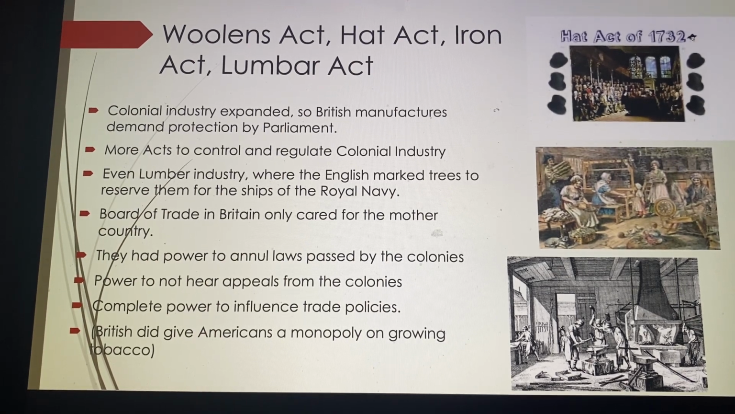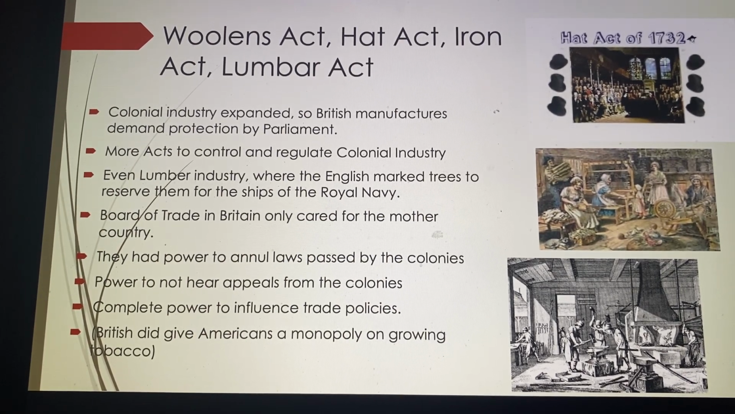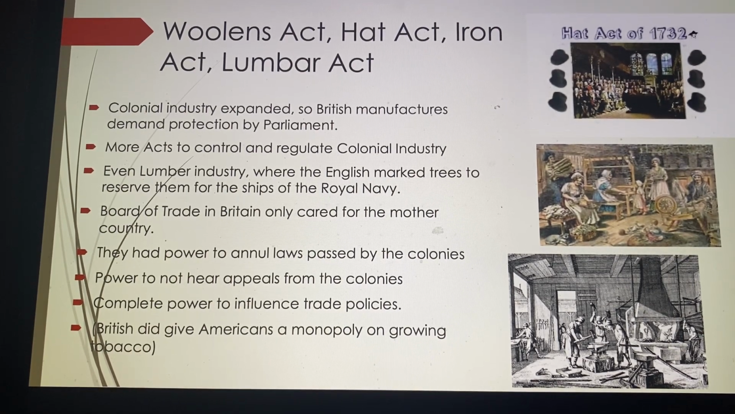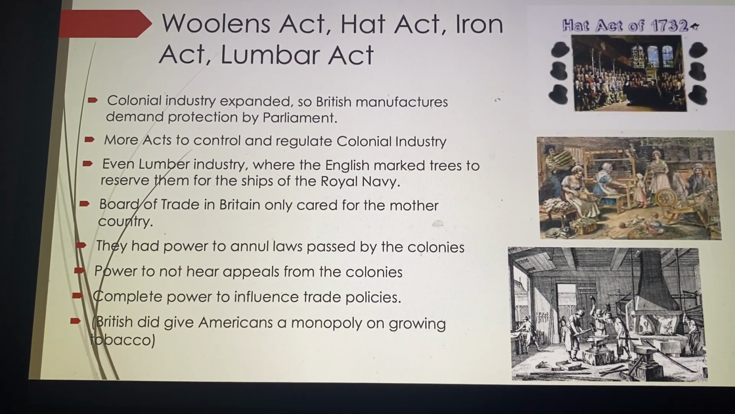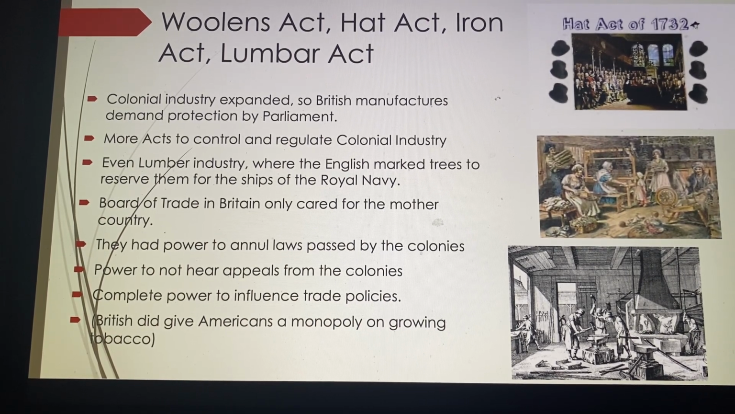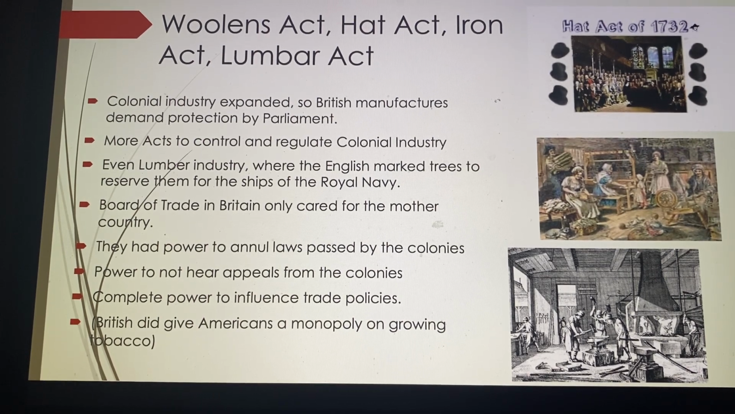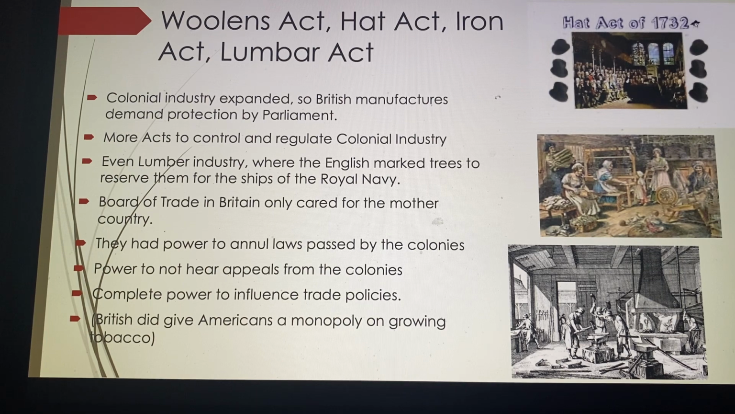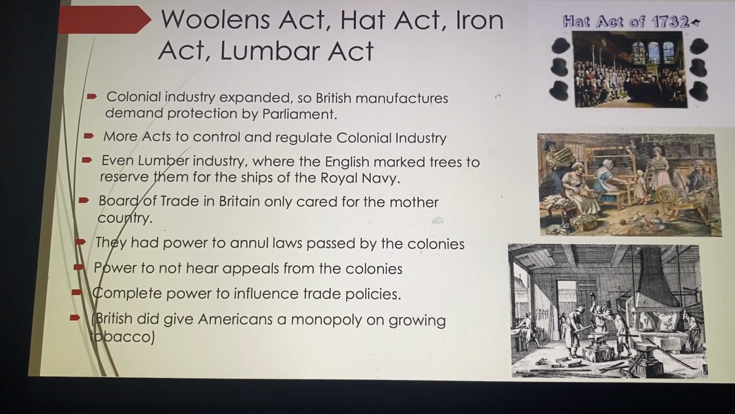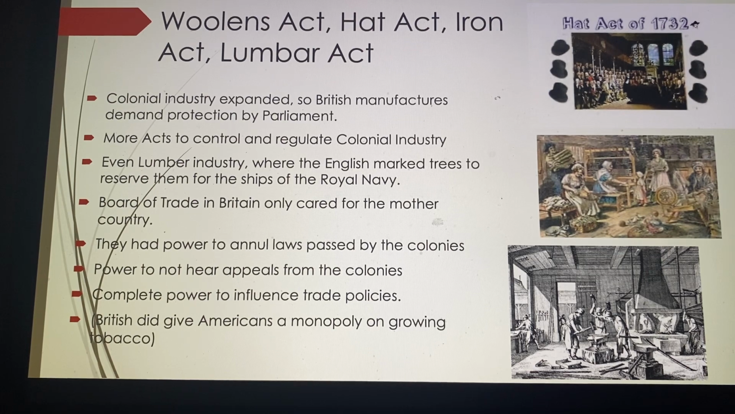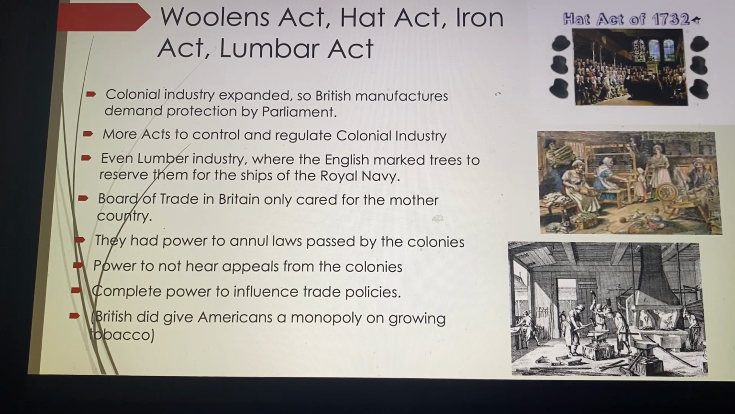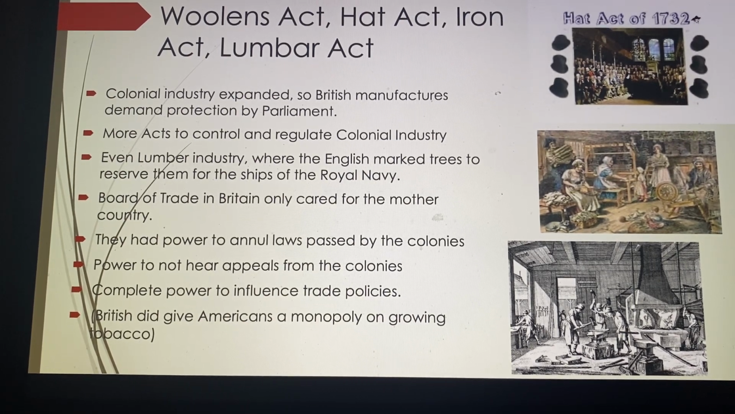Even the lumber industry, where the English marked trees in America to be made specifically for ships for the Royal Navy. And the Board of Trade in Britain basically showed that they only cared for the mother country, not for America. They had the power to annul the laws passed by the colonies, power to not hear appeals from the colonies at all, and complete power to influence all trade policies. The British did give Americans a monopoly on only one product, and that would be tobacco. Otherwise, they controlled everything.